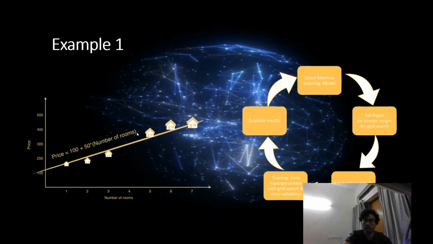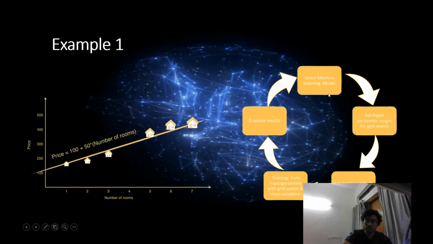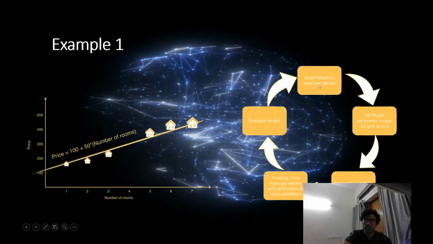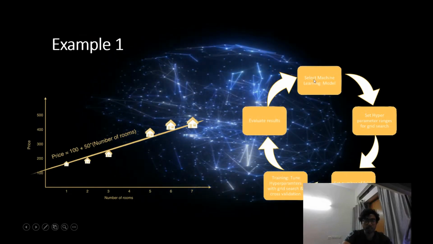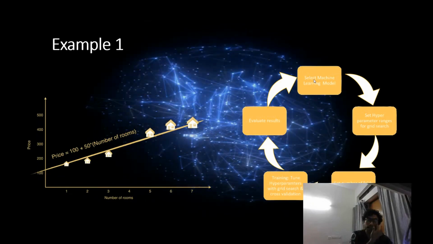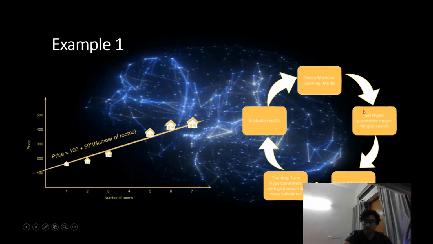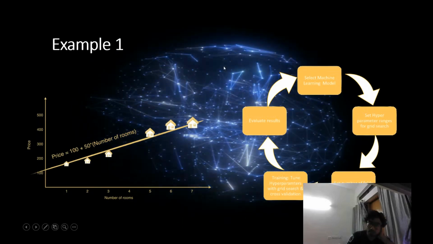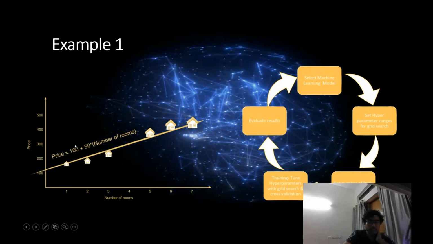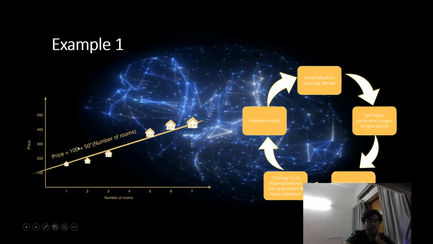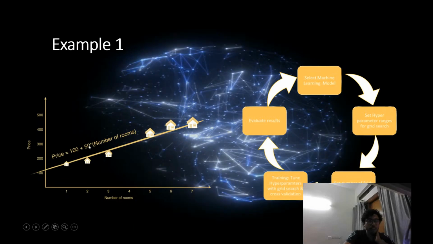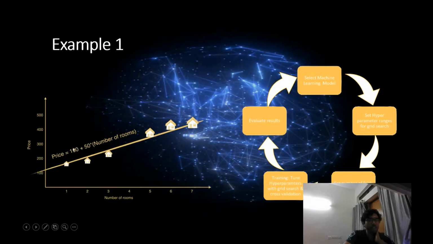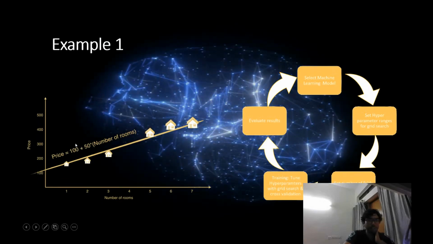As you can see from this flowchart, first you have to select a machine learning model. Here the model is linear regression. Then you set the hyperparameter ranges for grid search. What do we mean by hyperparameters? This is a straight line. This is the intercept of the line, 100, and this is the slope of the line, 50. These are the parameters. You don't know these parameters at the start; these are what you calculate.